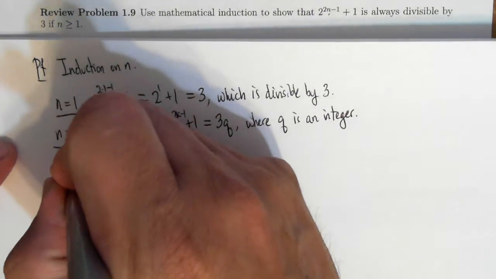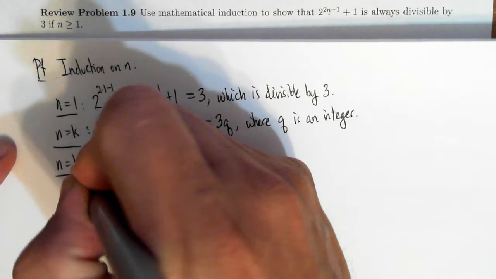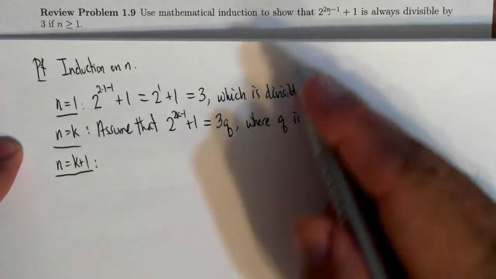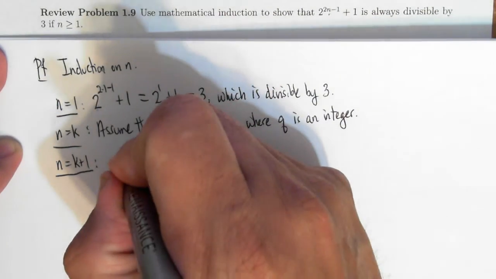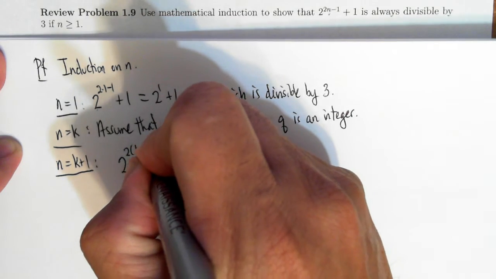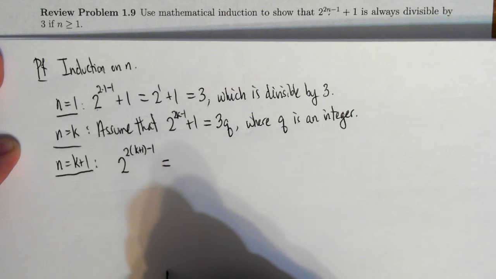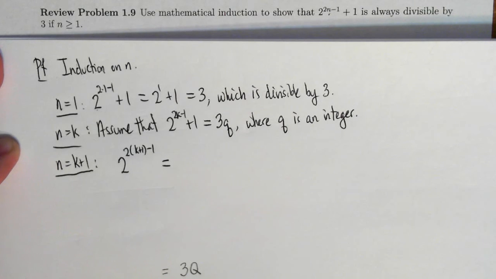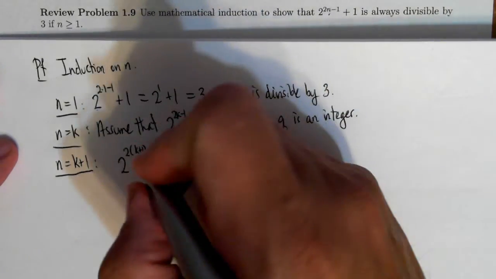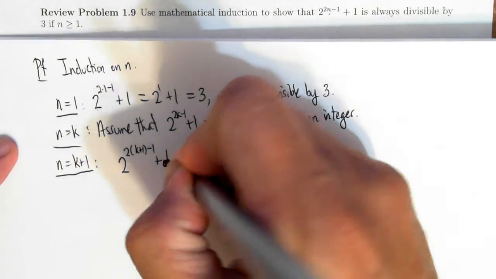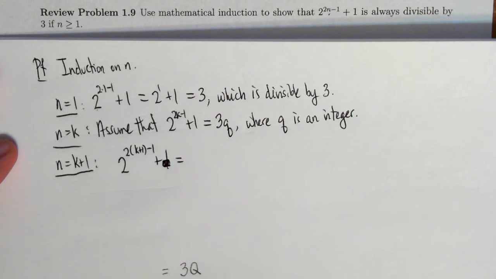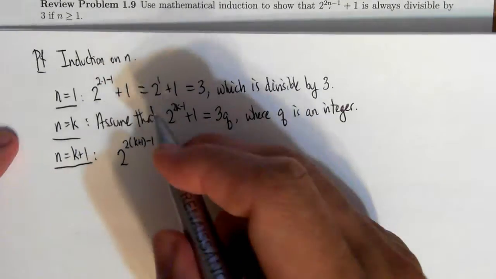Okay, now I've moved to the inductive step, n equals k plus 1. So on the left-hand side, I would have 2 to the 2 times k plus 1 minus 1. My target, which I'm going to write in pencil down here just in case I run out of space, is that this is going to be equal to 3 times some other integer, capital Q. So if I can show that, and I forgot the plus 1 here, I apologize, if I can show that this plus 1 is equal to 3 times some integer, capital Q, then I'm done. Alright, so let's get to it.